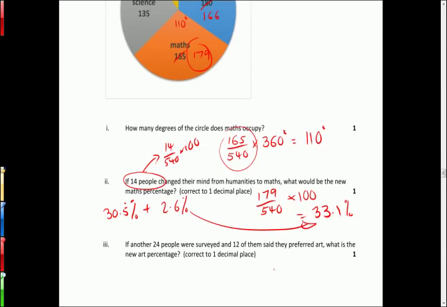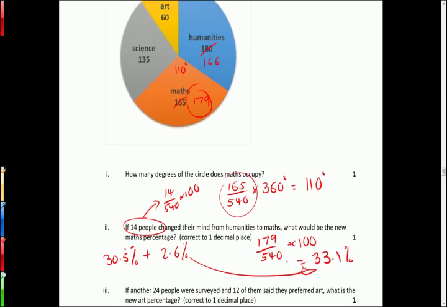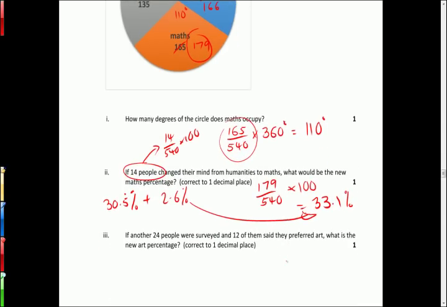If another 24 people were surveyed, these are new 24 people, and 12 of them said they preferred art, what's the new art percentage? Well, what's art? Art's 60. So 60 for art is getting 12 more people. So art's become 72. But don't compare it to the old total anymore. It's not 540 people anymore. We scored an extra 24 people.